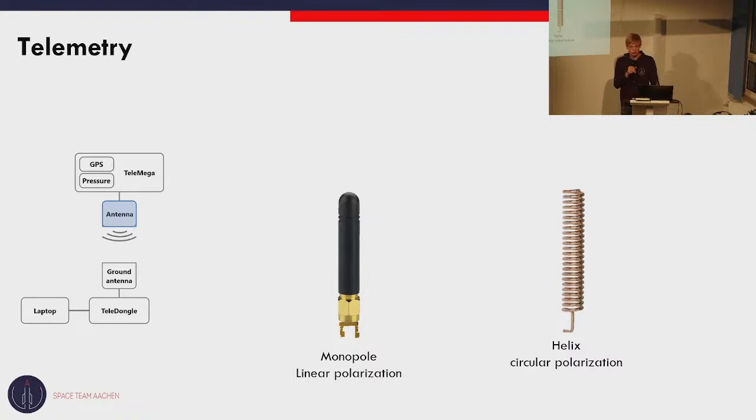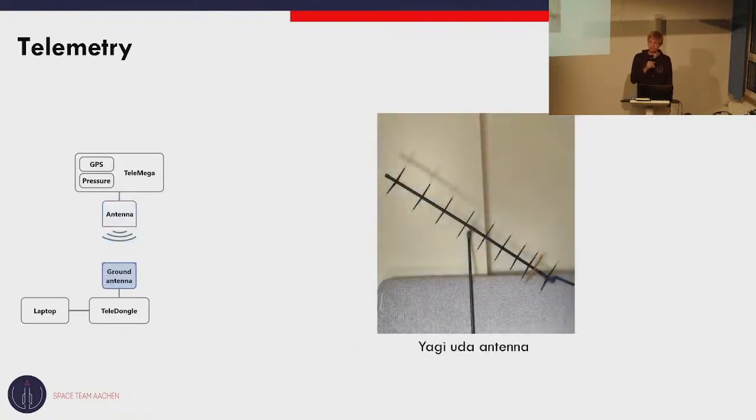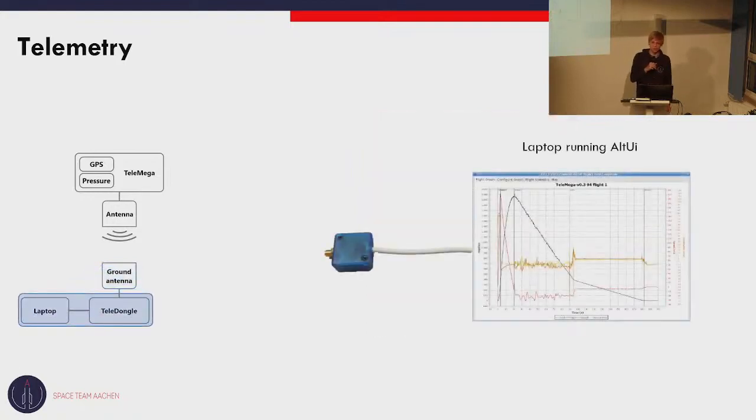On the receiving end, we have a so-called Yagi-Uda antenna. The Yagi-Uda antenna is already built and is proven that it works. So we are using it for its directional and high performance in the field. This Yagi-Uda antenna is connected to a so-called teledongle, which is coming with the Telemega. And this teledongle is feeding its data to a laptop, which is running a software which can display and save the data so we can see where the rocket is and where it's heading.